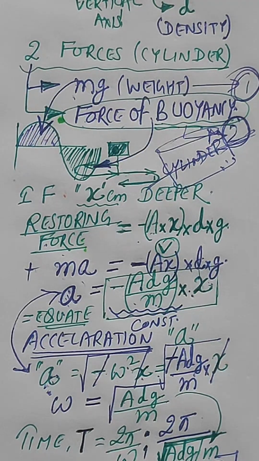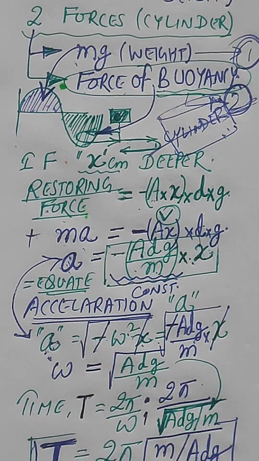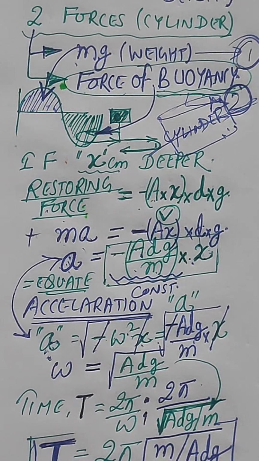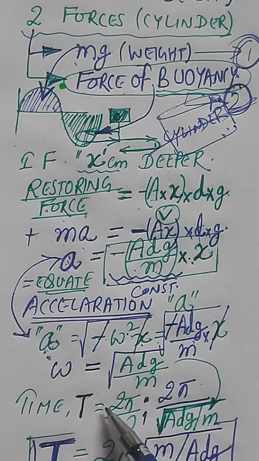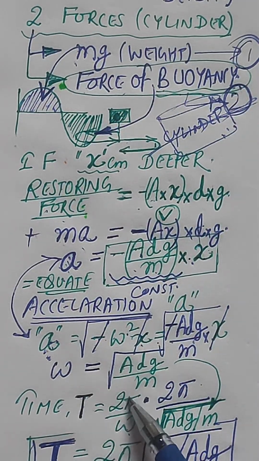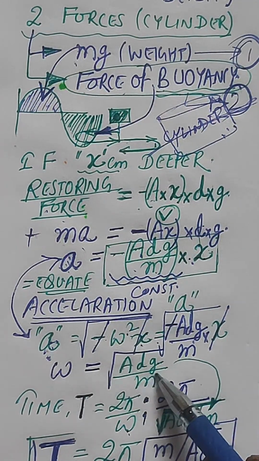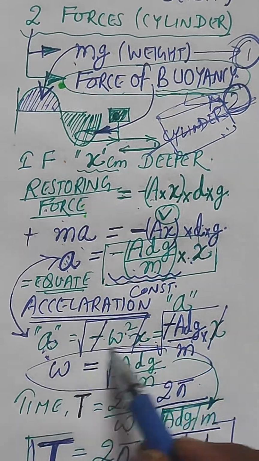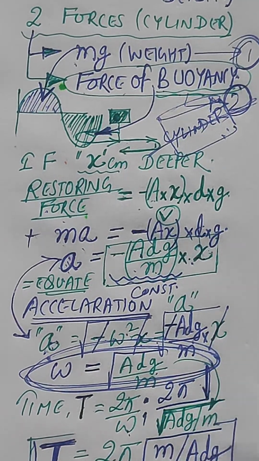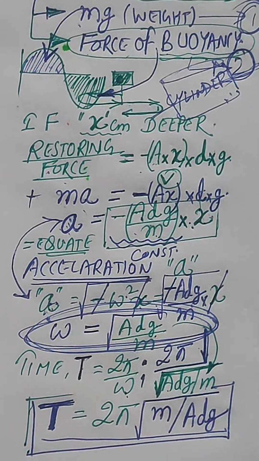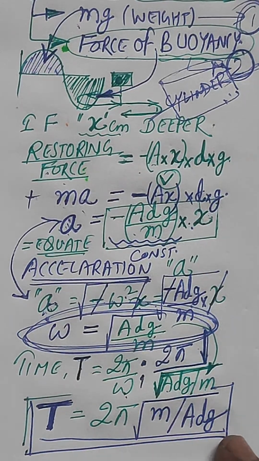And the time period of oscillation was required to be calculated, which is equal to 2 pi by omega, whether it's a simple pendulum or any mass executing SHM. So here the cylinder is executing SHM. We apply this formula, T equal to 2 pi by omega. Putting in the value of omega, root ADG by M, we get the time period of oscillation T as equal to 2 pi root over M by ADG.